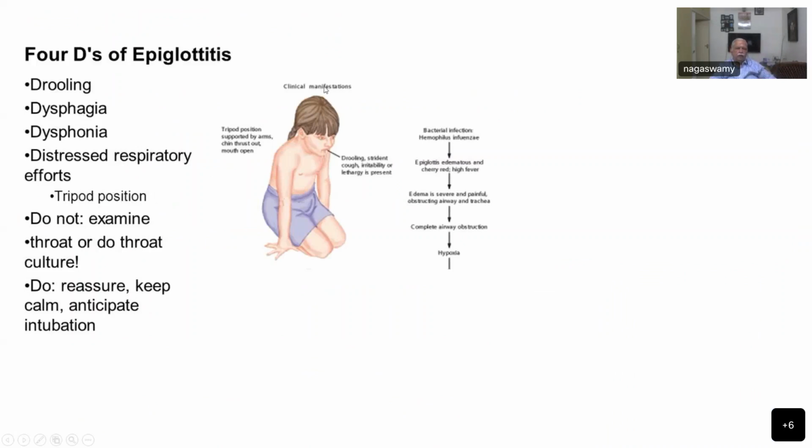And the patient adopts what is called the tripod position, sitting like this with the hand resting forward and the head lifting up. And do not examine the throat or do throat culture in these patients. What you have to do is reassure, keep calm, anticipate intubation. This is what you have to do.